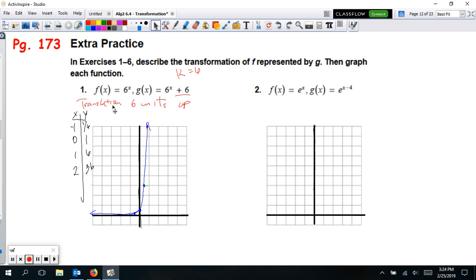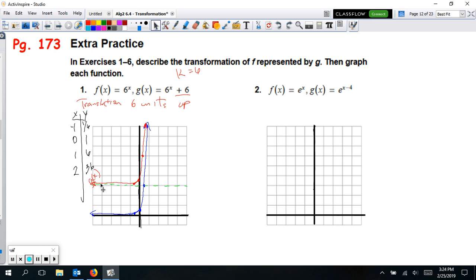Actually, let's first write this down. It's a translation 6 units up. That's the first thing you want to do, is just describe it, write that out. Translation 6 units up, and then we're going to draw it on our graph here. So I'm going to put this kind of green dashed line for my asymptote, and now every point is just going to do kind of the same thing.